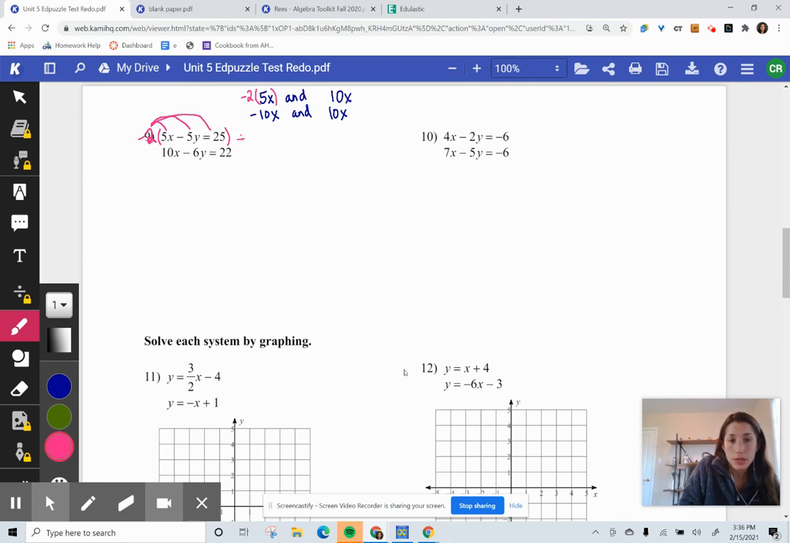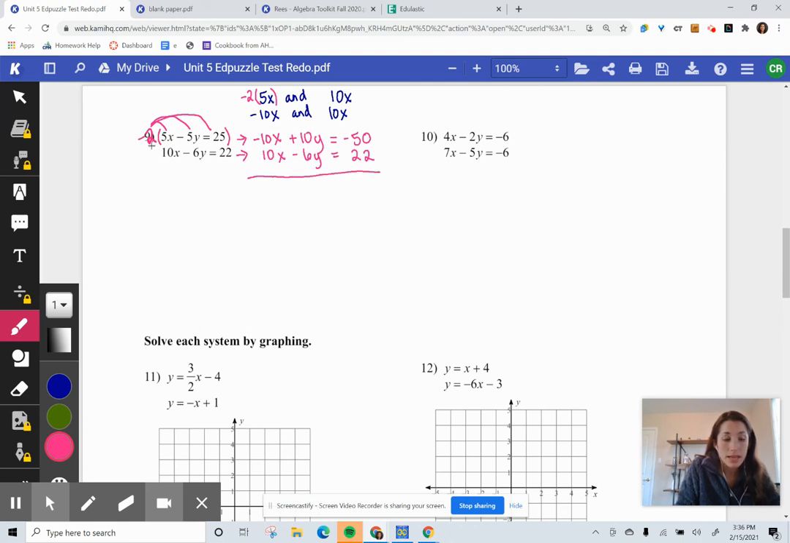Okay, so I'm going to rewrite it. Negative 2 times 5x is negative 10x. Negative 2 times negative 5y is positive 10y. And negative 2 times 25 is negative 50. And then my other equation didn't change. We've got 10x minus 6y equals 22. So now we created equations that have exact opposites. They didn't have exact opposites to begin with, but now they do. So now we can go ahead and add them together.